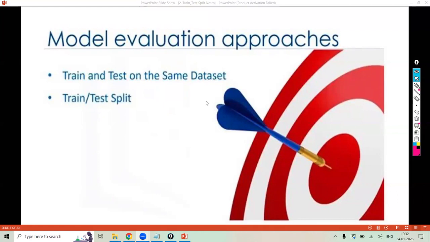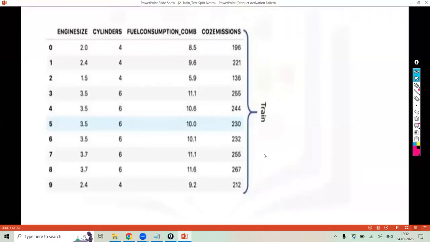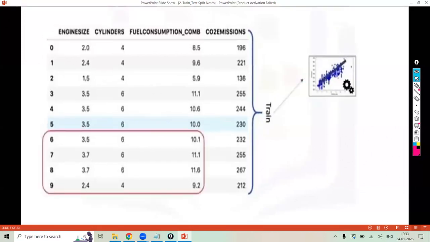Now, here, for the model evaluation approaches, one is training and testing on the same data, and one is train test split. In this case, if you take one dataset, whatever data was given to us, this entire data is given to the machine as it is. The machine applies the algorithm on the entire data, and it will calculate one equation, which is the best equation.